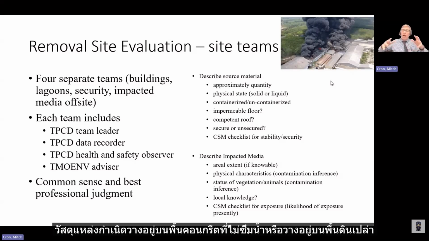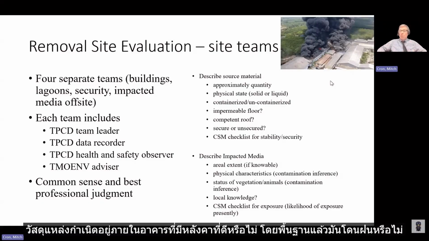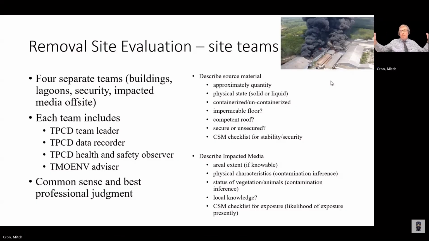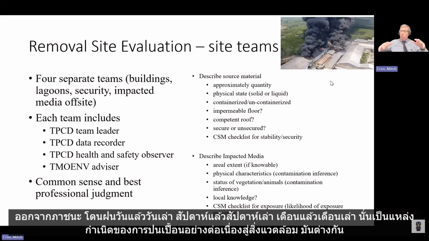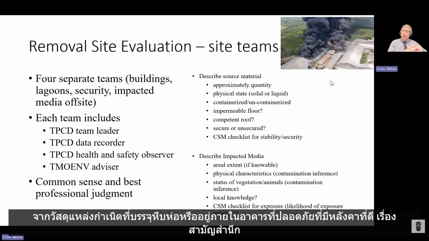Does the source material lie on an impermeable concrete floor, or is it lying on the bare earth? Is the source material inside of a building with a competent roof? Is it exposed to the rain, basically? Or is the roof still in place, keeping the rain off the source material? We kind of know how this works. Source material out of a container, exposed to the rain day after day, week after week, month after month, is an ongoing source of contamination into the environment. That's different than a source material that's containerized or within a secure building with a competent roof.